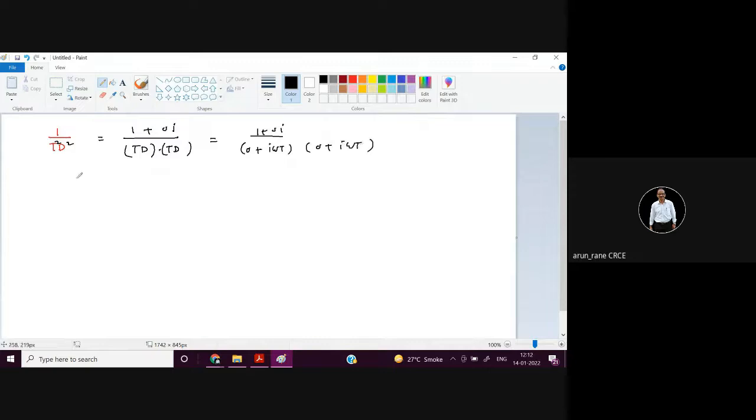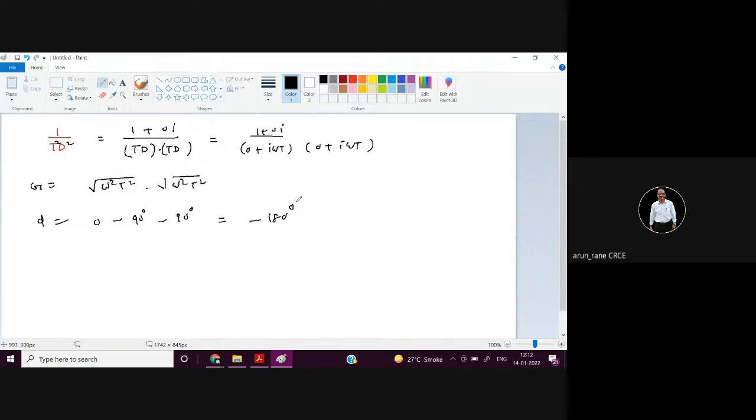So what will be my magnitude? G is equal to 1 divided by under root of omega square t square into under root of omega square t square. And what will be the phi? Phi is tan inverse of 0 upon 1, so that is 0, minus tan inverse of omega t upon 0, so infinity, minus 90 degrees. And this will be again minus 90 degrees, so that will be minus 180 degrees.